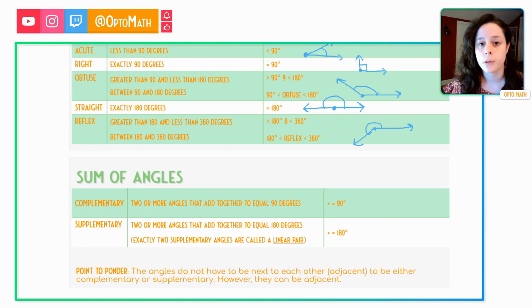Complementary is the vocabulary for when two or more angles add together to equal 90 degrees. So you could have a 30-degree angle and a 60-degree angle. Or you could have a 60-degree angle, a 20-degree angle, and a 10-degree angle. Or you could have even four angles that sum together to make 90 degrees. Still complementary, as long as they're added together to equal 90 degrees. You will typically see this with two angles, but again, it doesn't have to be just two, it's two or more. Let's draw a picture.